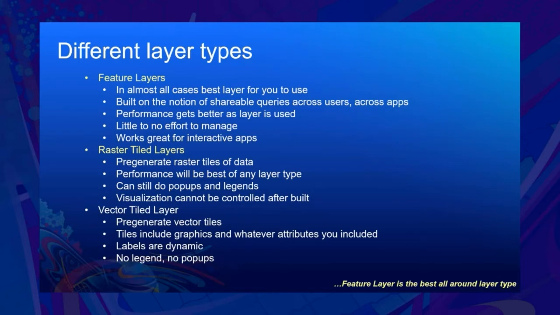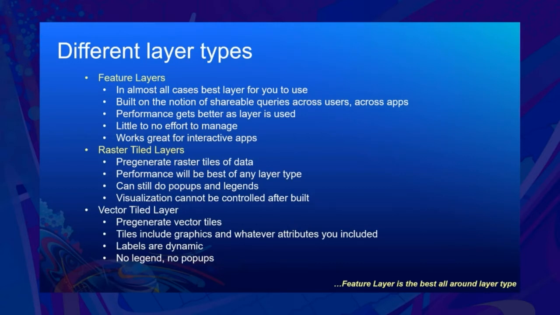Next up is vector tiled layer. And with vector tiled layer, you can pre-generate vector tiles in ArcGIS Online. I forgot to say, with a feature layer in ArcGIS Online, you can build raster tiled layers or vector tiled layers. Vector tiled layers are similar in some ways to feature layers and raster tile layers. They are pre-generated tiles, but they're not images. They're actually data. So they have that same kind of data response that the feature layer does.